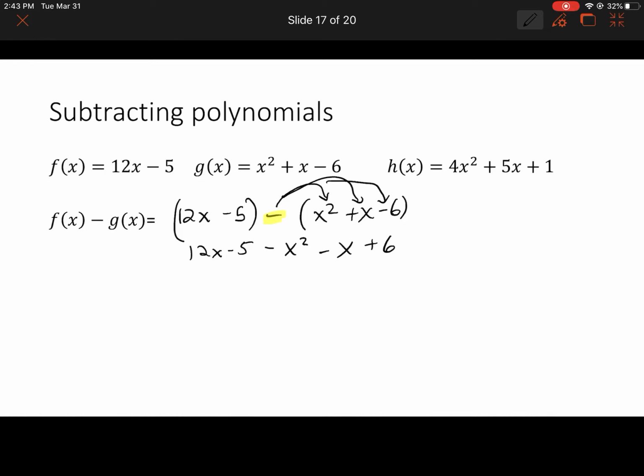Okay, we're going to combine the like terms. I'm going to start off with the highest degree term. That means the x squared. Because it's being subtracted away and there's nothing else, I'm just going to rewrite that again. So it becomes negative x squared. Negative 1x squared if you want to write it down. I just won't for now.